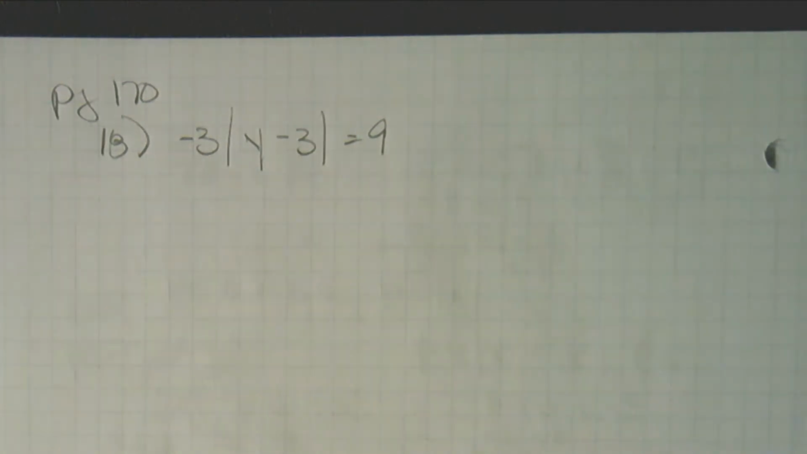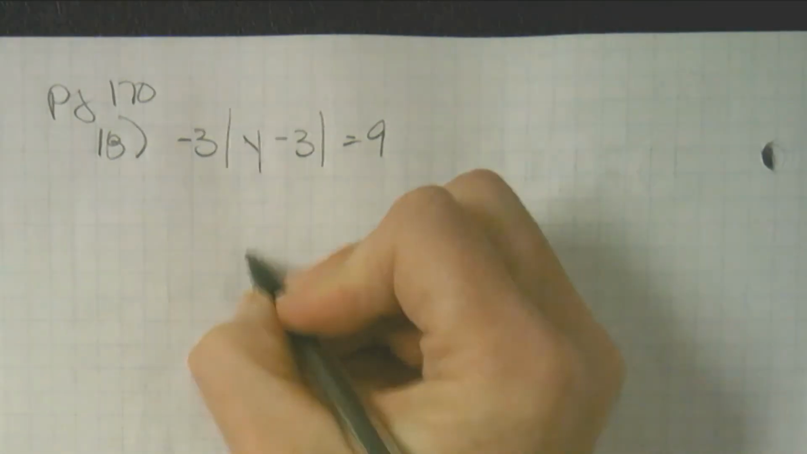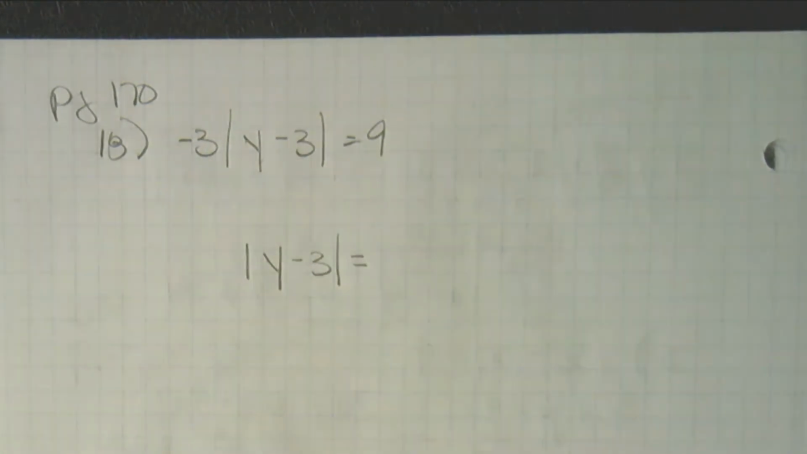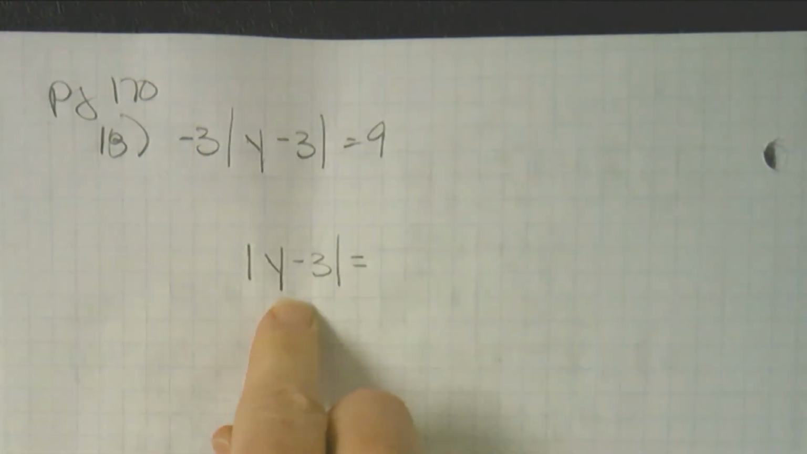Do not split this. We do not split it until we get the absolute value of y minus 3 completely alone. This is when we split.